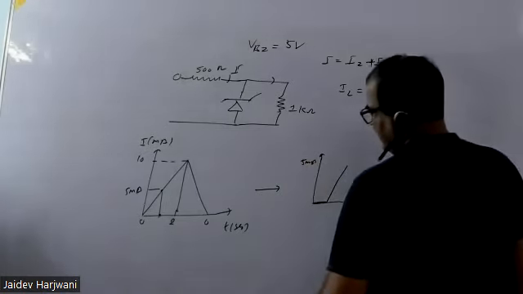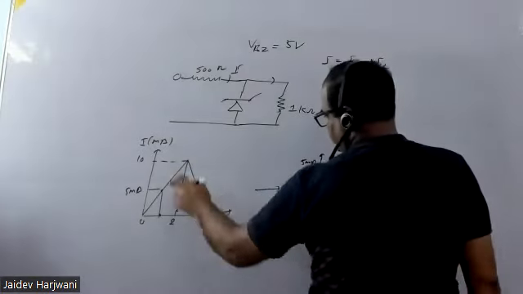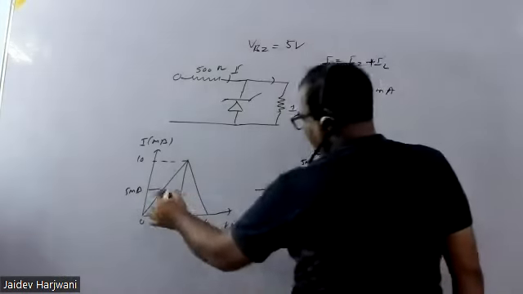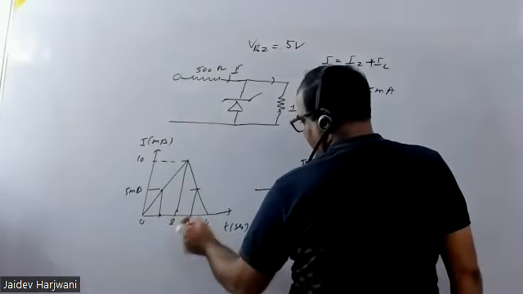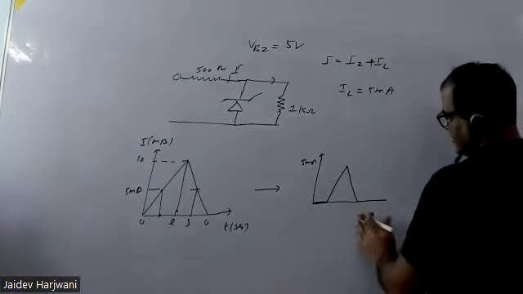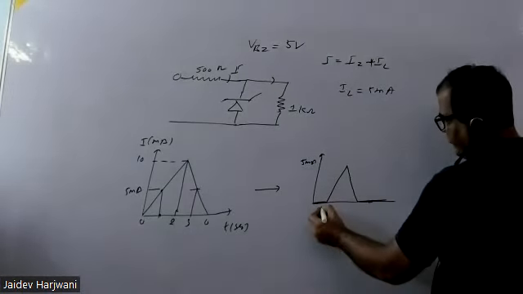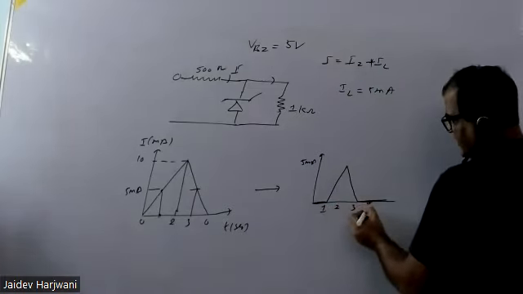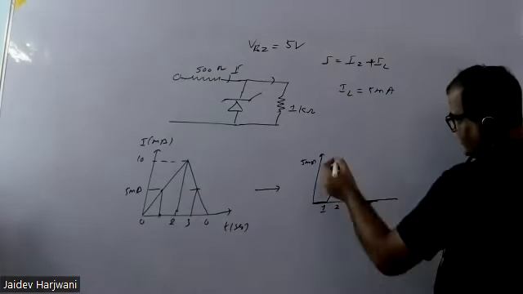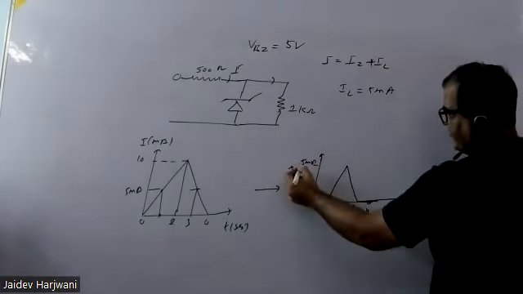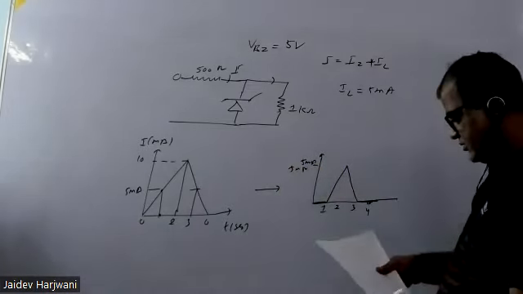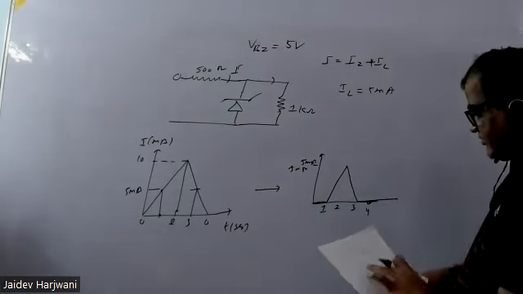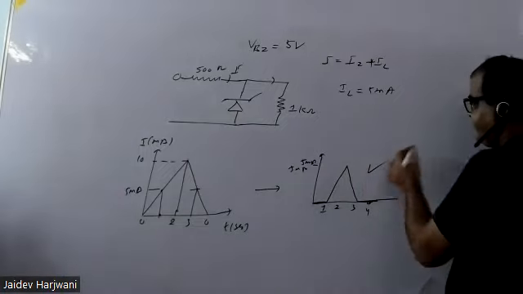So this will be 5 milliampere. Again, from 2 to 3 seconds, when the current is again 5 milliampere, current will flow here, and again the current will become zero. So in a Zener diode, current will flow only between 2 and 3 seconds, and at 4 seconds it will be zero. So this is the profile of current through the Zener diode. This is given as an option also, and this is the correct answer.